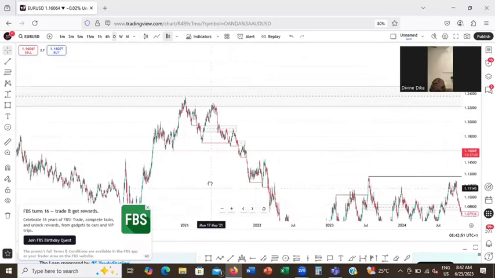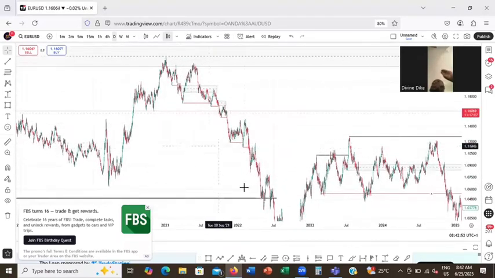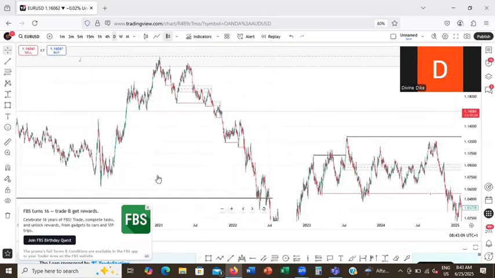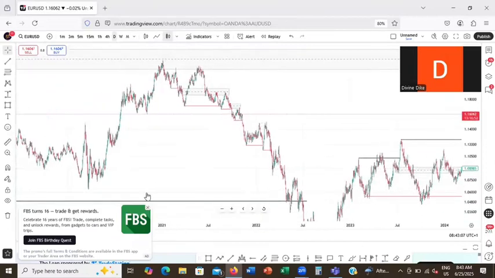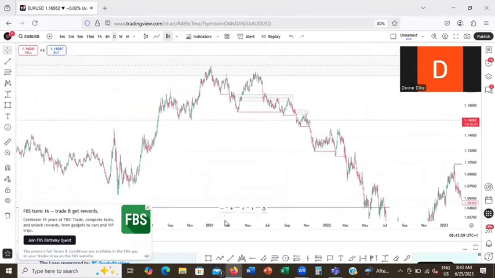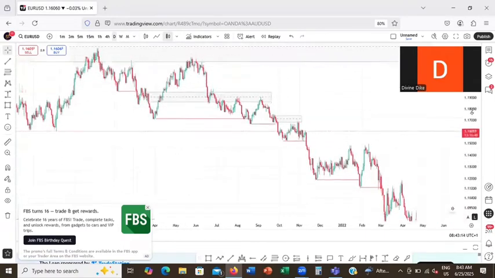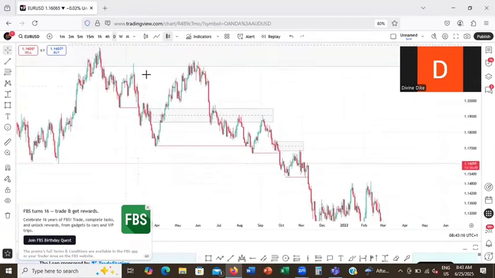And then what we started doing now is we're tracking the structure of this demand zone down, more like the mini structure. So we started off by marking out the first break of structure we could see, which was here. First break of structure was here. This was the first break of structure here.